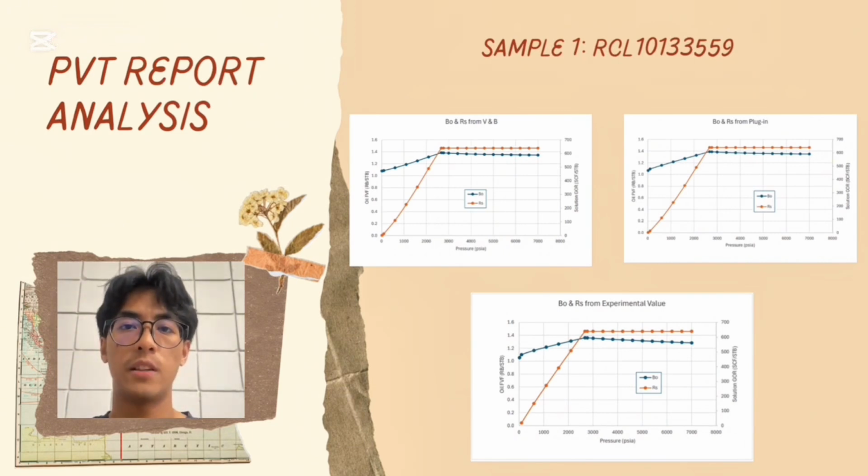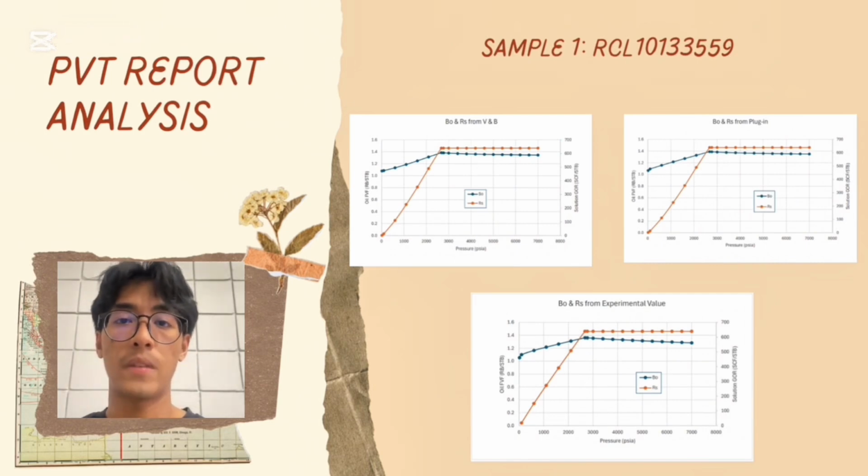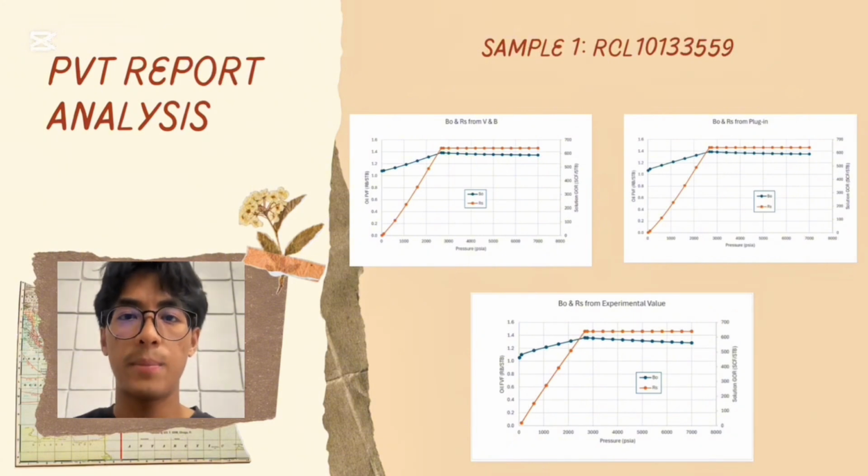So from the values that we got from the table, we can continue to plot two different graphs, which are the graph of Bo versus pressure, oil formation volume factor versus pressure, and also Rs versus pressure. For the graphs of Bo versus pressure, we can use the three different sets of values from experimental value, Excel plug-in value, and also Vasquez and Beggs value. We can see that the three different graph shapes from the three different sets of values are actually quite similar with little to no difference at all.